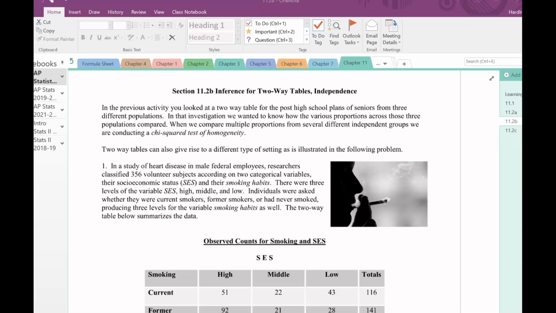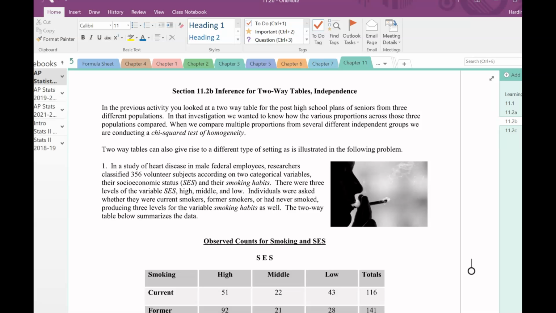There's really only one learning target for this, and that's to apply a test of independence, a chi-square test of independence. So let's take a look at this opening scenario. If you remember from 11.2a, we had talked about the chi-squared test of homogeneity. Today we're going to do the chi-squared test for independence, and we're going to talk about how the two are different.